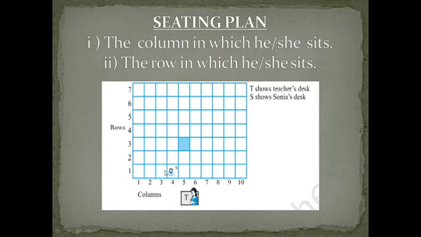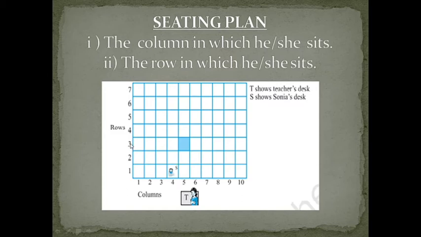Now again it is asked, the box which is given here, what is the exact position of that box? The box is on column number 5, yes, column number 1, 2, 3, 4 and 5, and the row number is 3, here 1, 2 and 3. So the position of that box is 5, 3. Why 5, 3? Because the column number is 5 and the row number is 3.